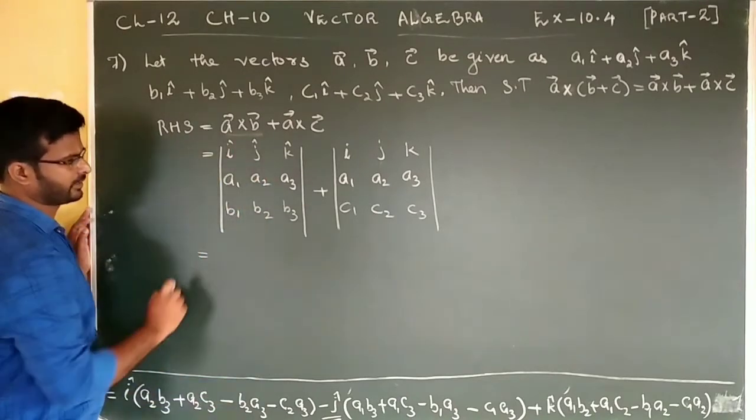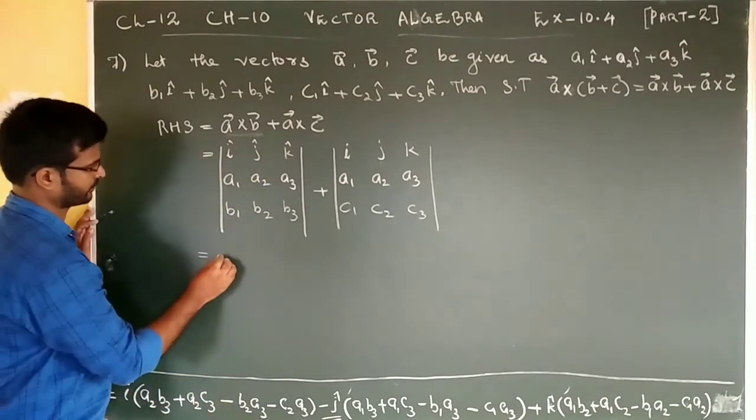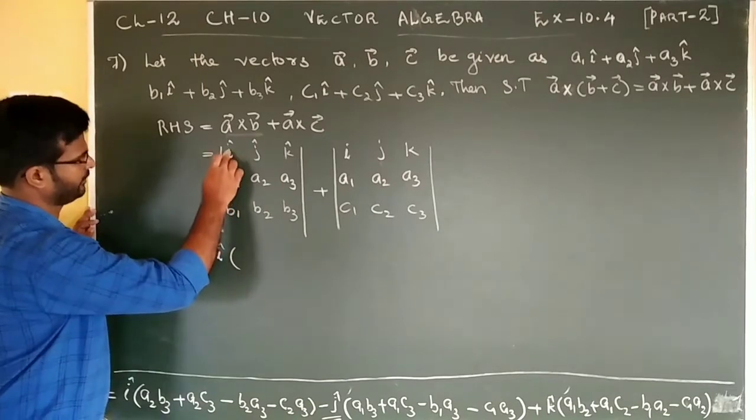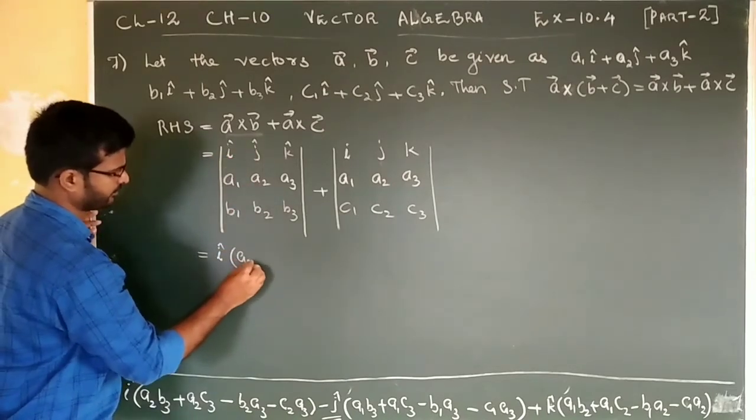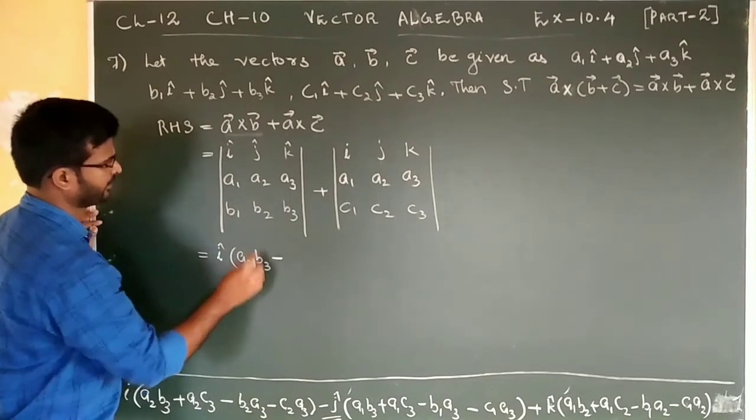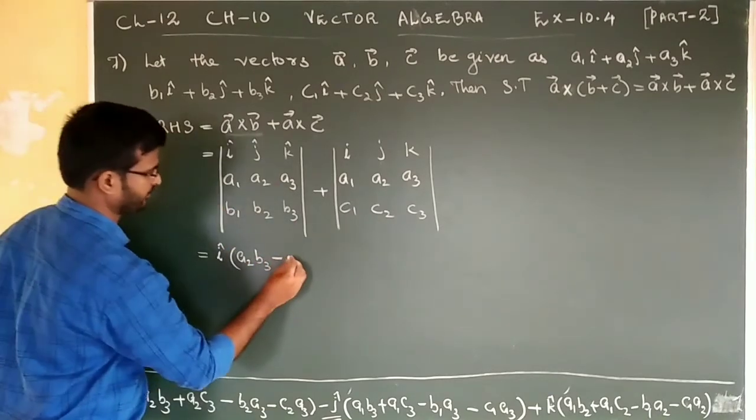Take determinants in here. I vector, leave the first row, first column. Then A2 into B3 minus B2 into A3.